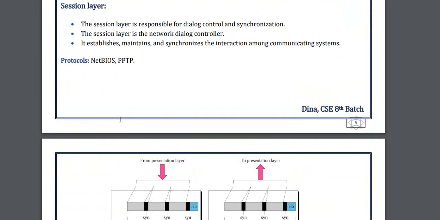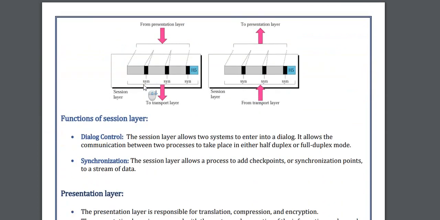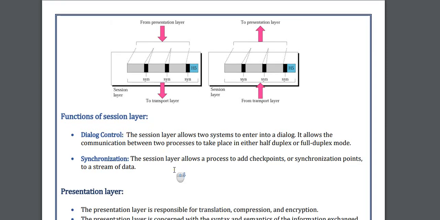Now we are in the session layer. In the session layer we use protocols such as NetBIOS and PPTP. Here the data is in the form of synchronization points. If data is lost, the synchronization points help to reduce the loss of data. We can use this for dialog control and synchronization.